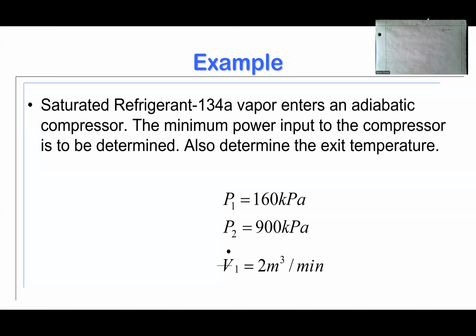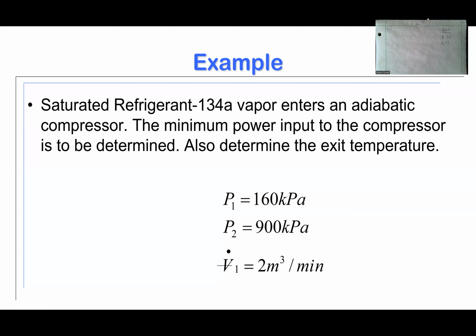You've got saturated R134. So given, we've got R134A. You've got saturated R134 vapor enters. So that means I'm just going to write that X1 is equal to 1. That's shorthand for saying saturated vapor. X means it's saturated, it's the quality. 1 means it's 100% in the vapor phase, so it's saturated vapor. You can write that out in words if you like. I'm just going to write X1 is equal to 1.